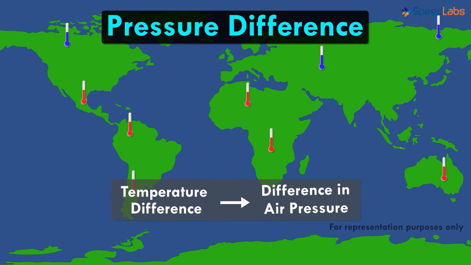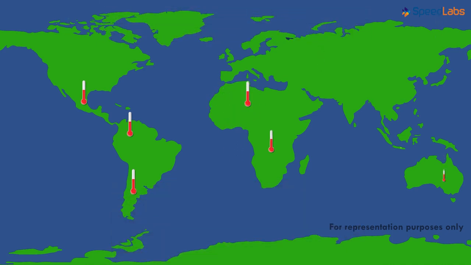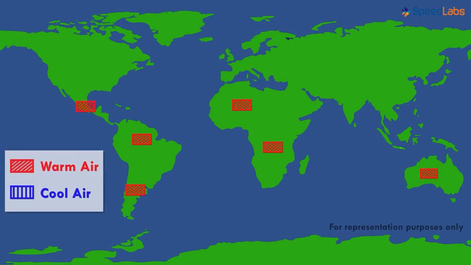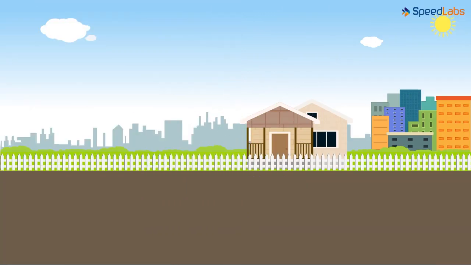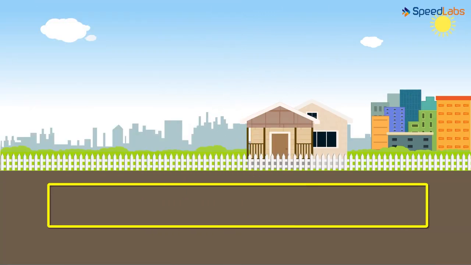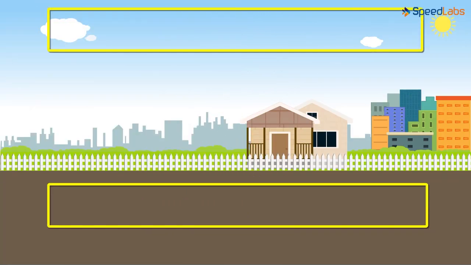How does the temperature difference affect the air pressure? It is quite easy to understand. The difference in temperature leads to warm air in some areas and cool air in the others. Let's say there's warm air here above the ground and cool air here higher up above the ground.